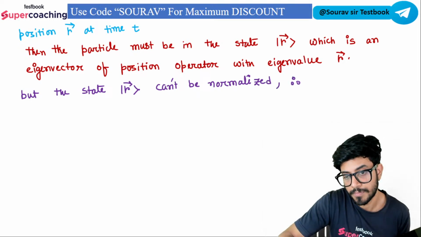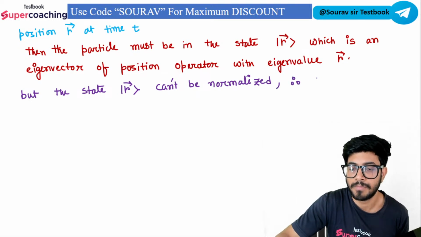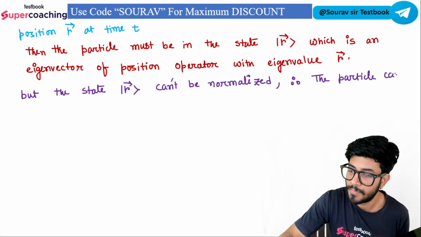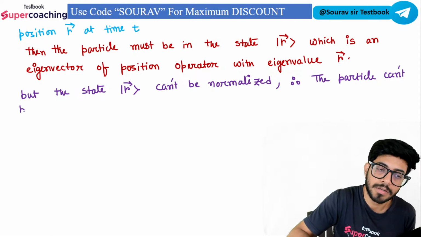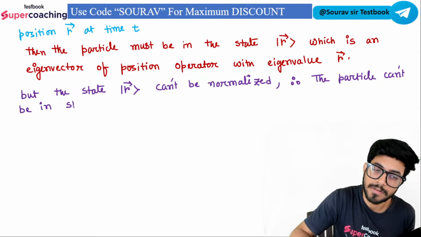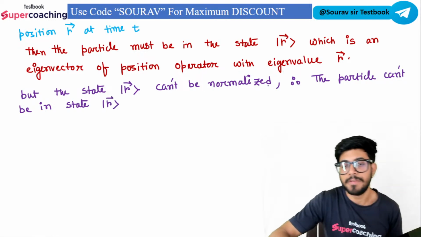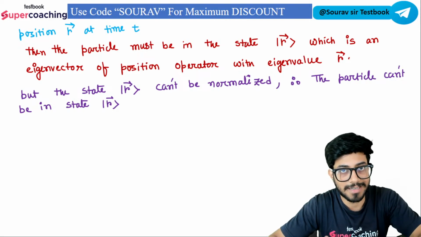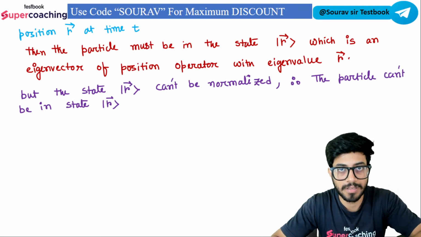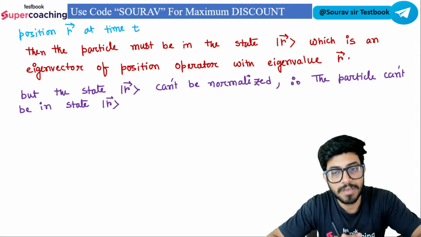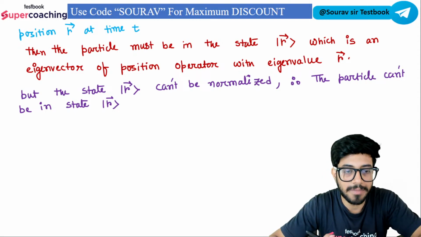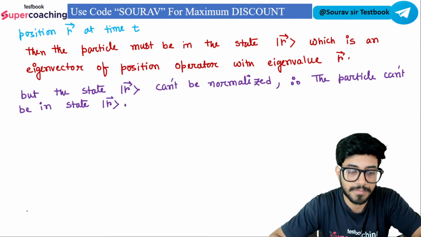Therefore, the particle can't be in state r. If the wave function can't be normalized, that doesn't represent a physically realizable state. So the particle can't be in state r.